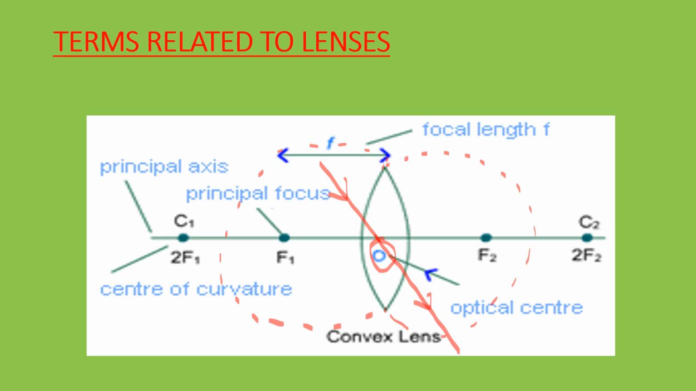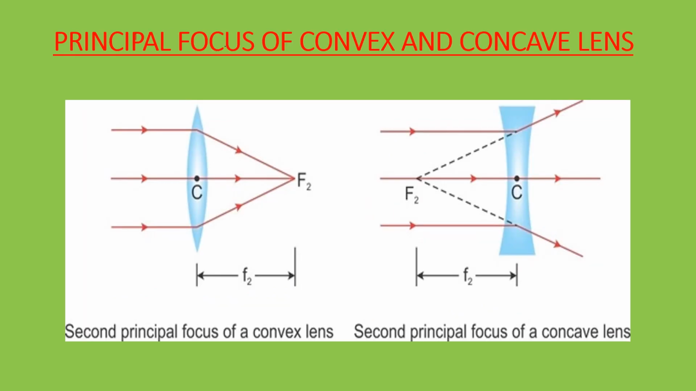Now what is this principal axis? A straight line which passes through the center of the lens and contains the focus, the centers of curvature and the optical center is called the principal axis. Here I will be talking about the principal focus of convex and concave lens separately.